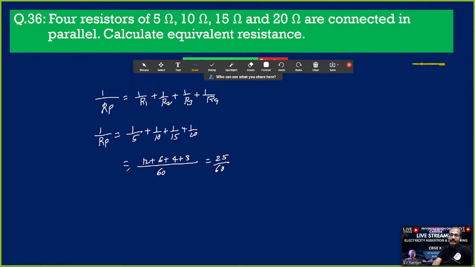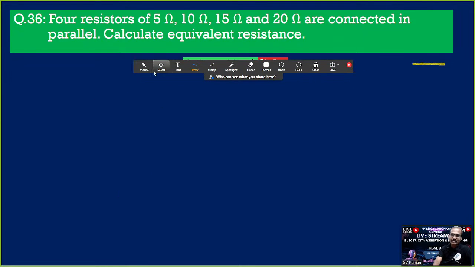Yes, that is 1 by Rp. Rp is equal to, because they are asking equivalent resistance, 60 by 25. If time is not sufficient to do that, just write that ohms. You will carry the marks. If time is there, simplify further. Alright. Next question.